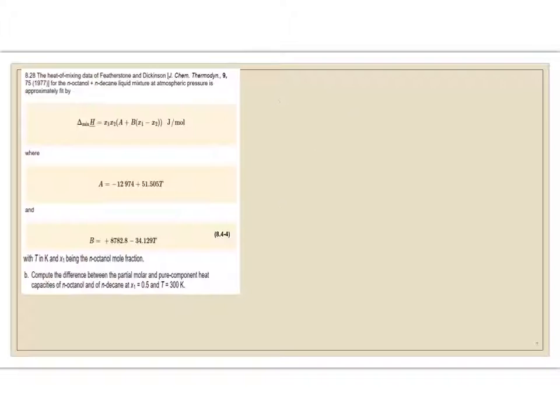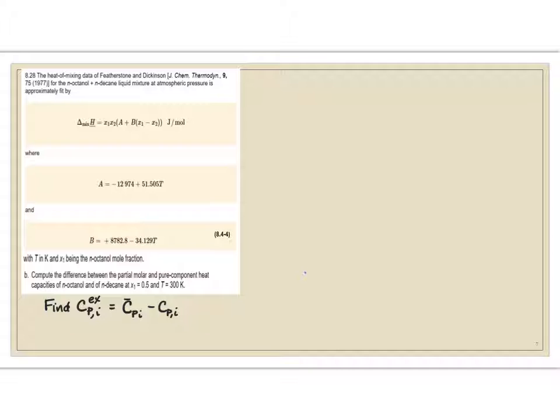And we were just about to start this example here, where we have some actual data for delta H of mixing. And A and B are temperature dependent, and what we were asked to find here is the difference between the partial molar and pure component heat capacities for these species, and look specifically when x1 is 0.5 and T is 300 Kelvin.